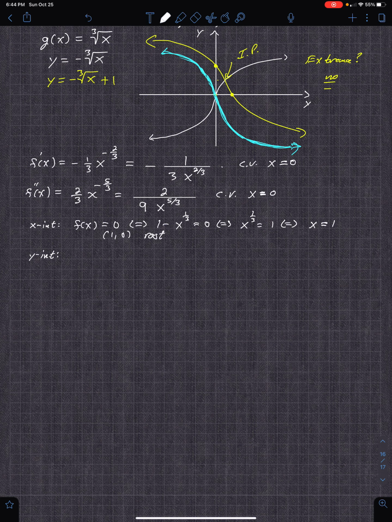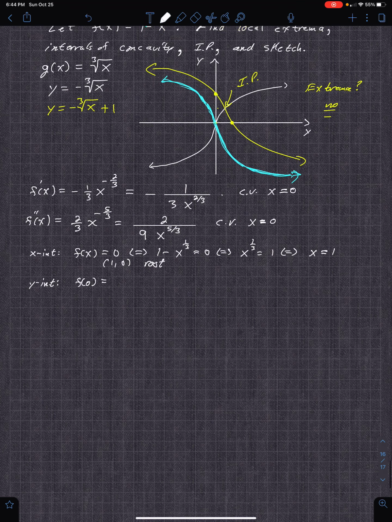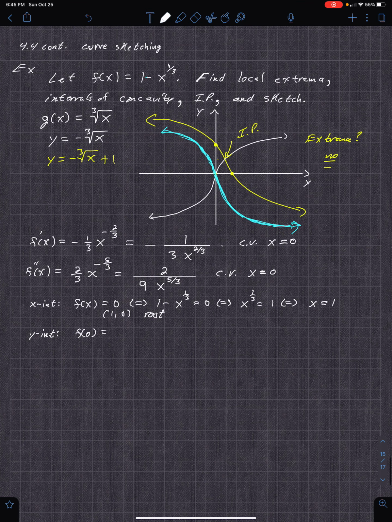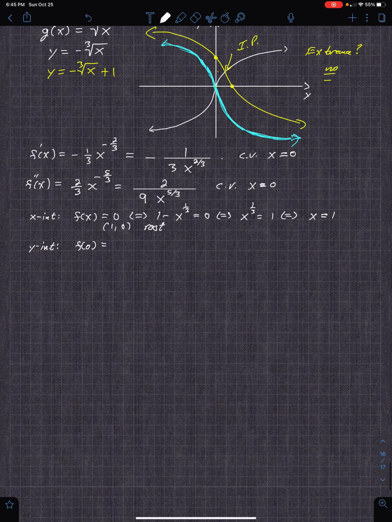Y-intercept: we'll do f of 0. And you get, where's our function again? And you get 1. So (0, 1) is the y-intercept.